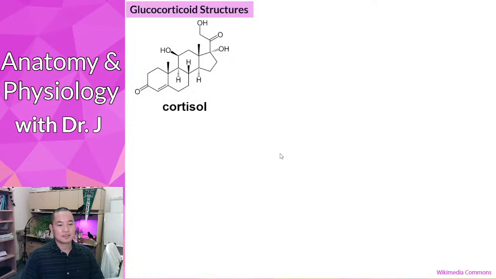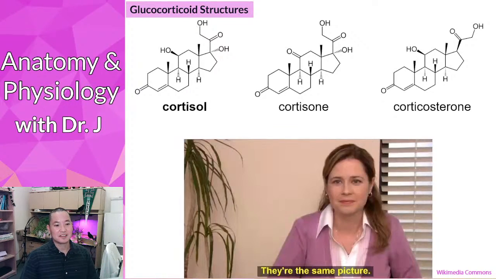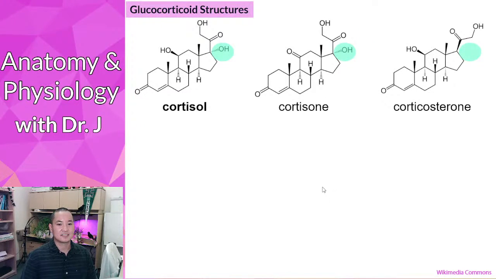Now you might be like, okay, this is cortisol, but what are the other two and how are they different? I'm showing you the chemical structure, and if you haven't had chemistry or organic chemistry, this might look like you don't know what's going on here. They might look all the same to you, but are they all the same? Well, they are slightly different. They look very similar, but there are slight differences in these chemical groups right here.